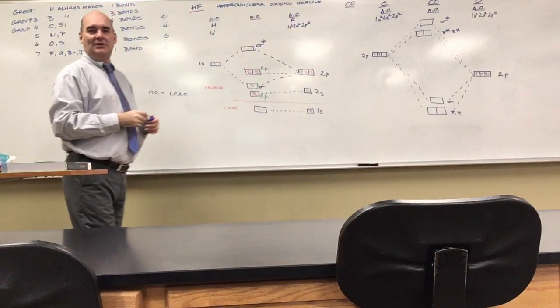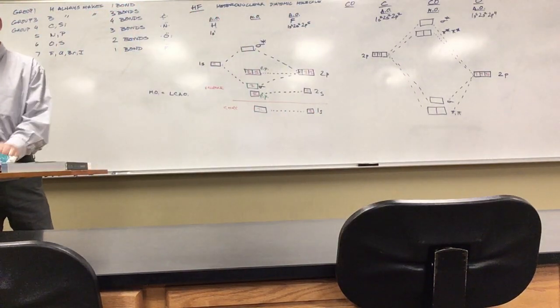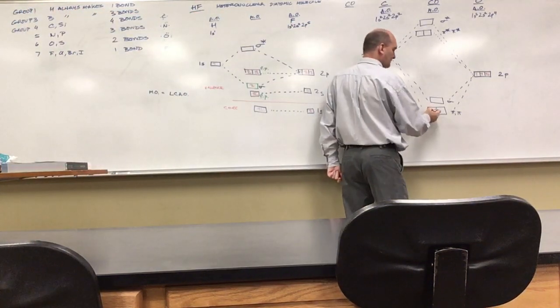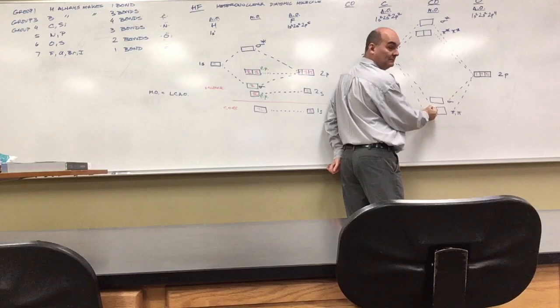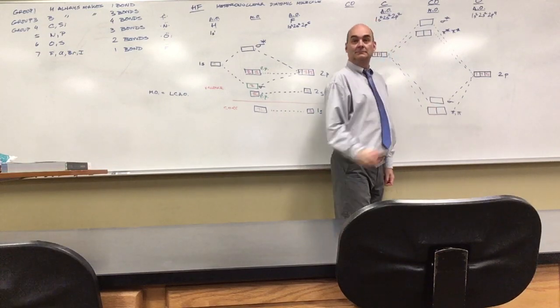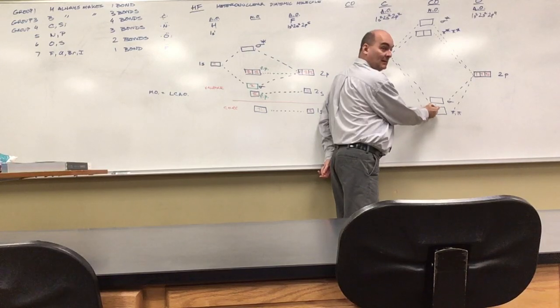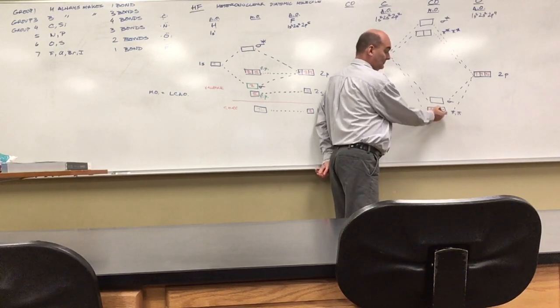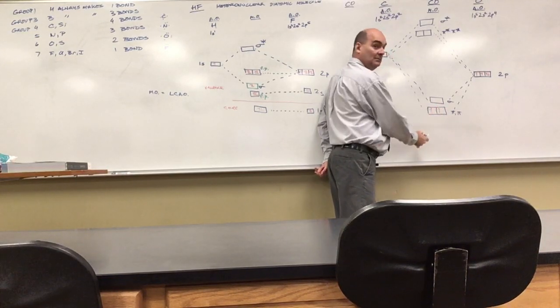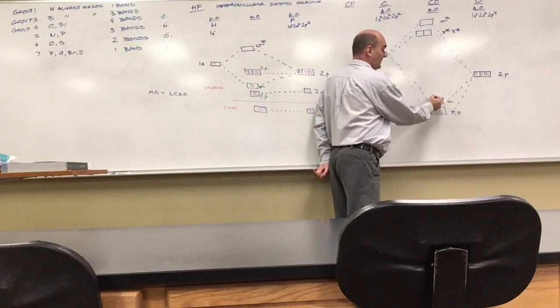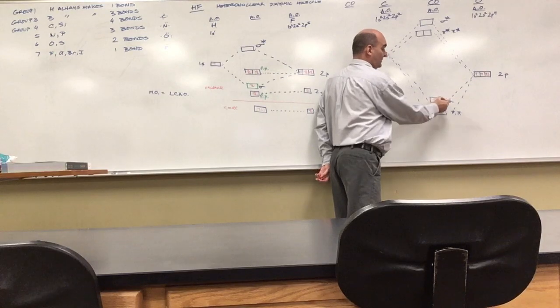Put the electrons in the boxes. One, and 2, pi's efficient. 3, pi. 4, 5, 6.